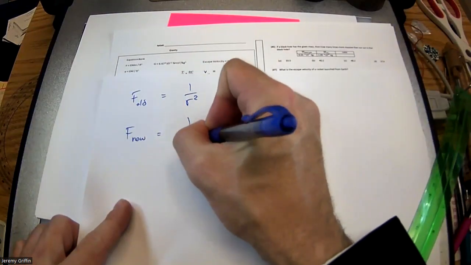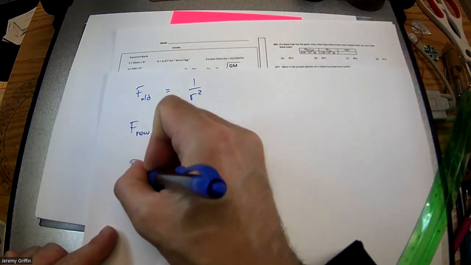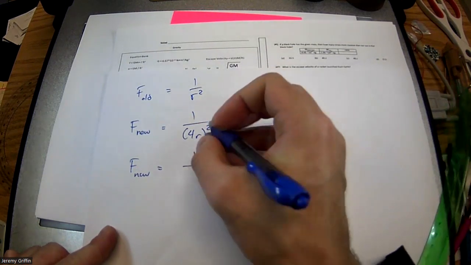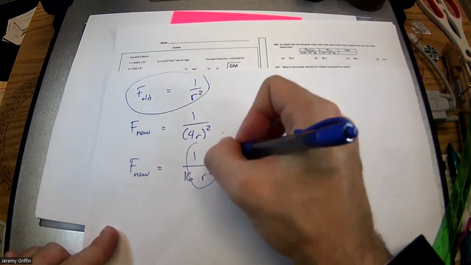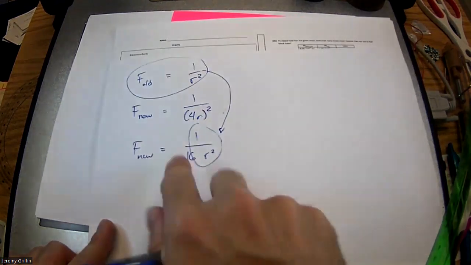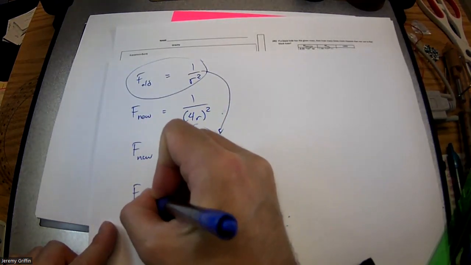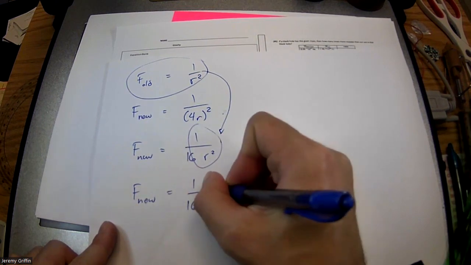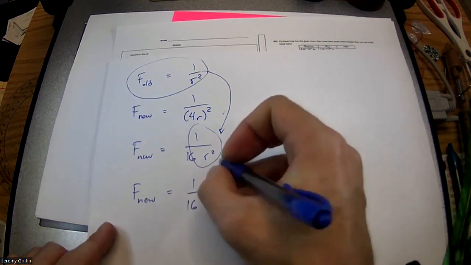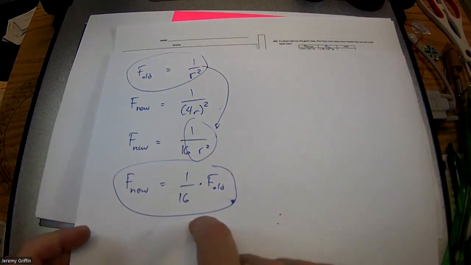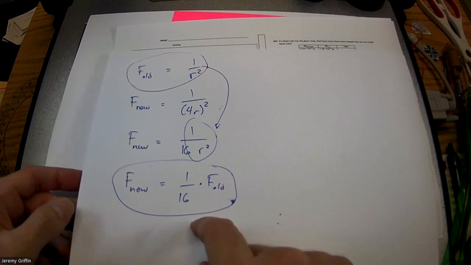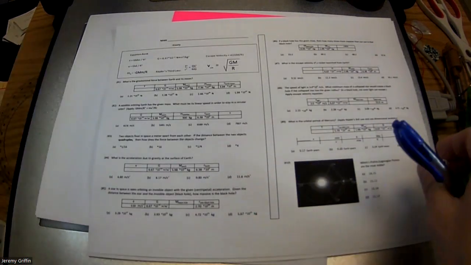So the distance quadruples, 4 times the distance, for our quantity squared. F new equals, let's see, 4 squared is 16, but the 16 is in the denominator now. So it's 1/16 of the old force. So if you have 4 times the distance, you have a 16th of the old force. Inverse square law. There are 2 more examples. Let's do 2 more examples here.